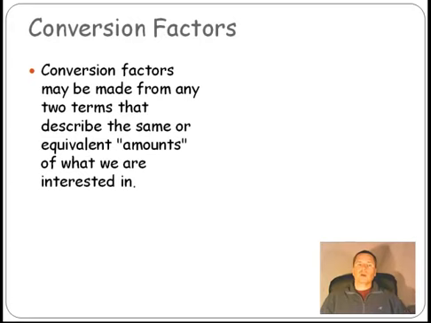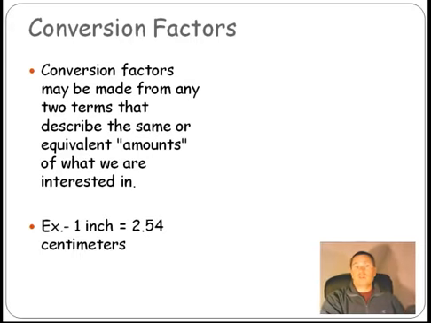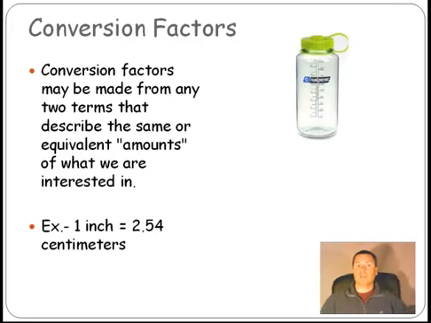Okay, conversion factors may be made of any two terms that describe the same or equal amounts of what we are interested in. Let's go back and take a look at some basic units to measure. Let's start with the English measure. 1 unit, okay? 1 inch is equal to 2.54 centimeters, okay? So about that much. Now, it doesn't matter if we say this is an inch or 2.54, it's the same value. It's the same length. It doesn't change just because we call it something different, okay?